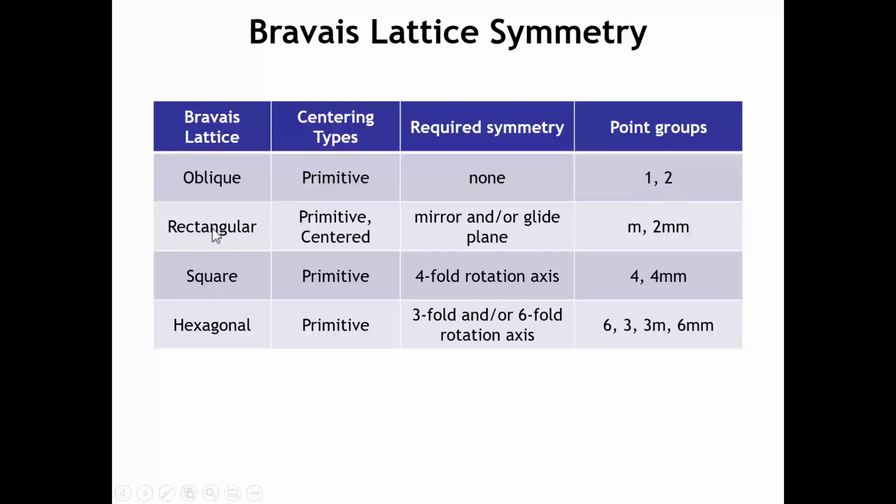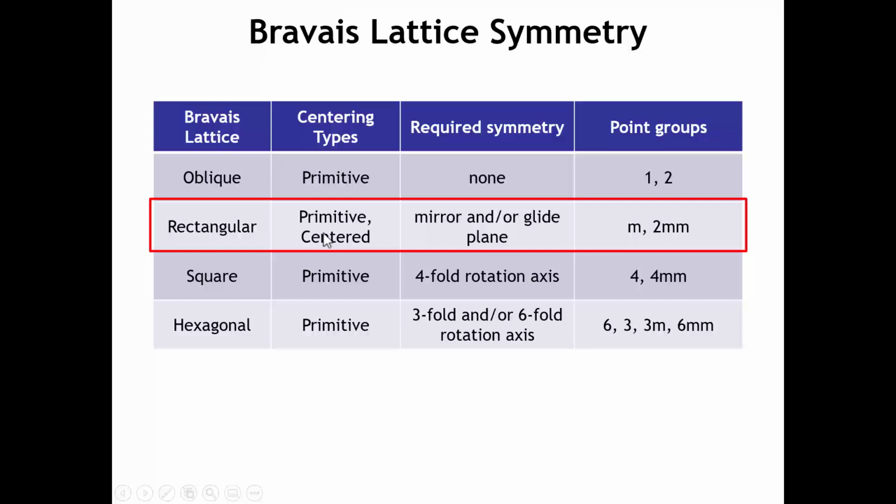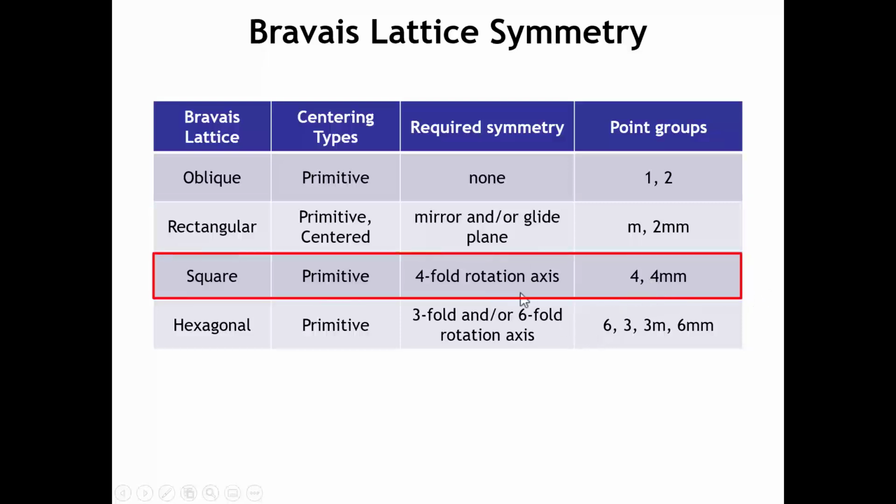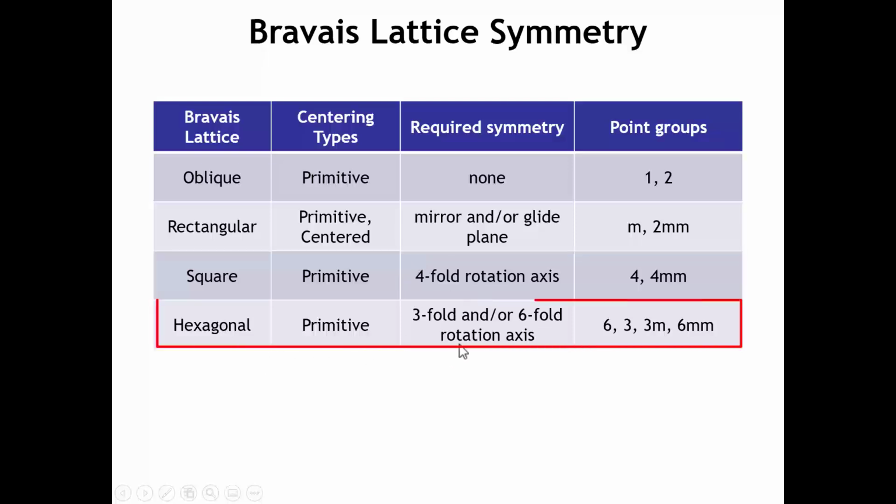When we come to a rectangular lattice, either primitive or centered, we'll see that there has to be a mirror plane. There could also be a glide plane. When we talk about the travel symmetry elements in the two-dimensional case, screw axes are not present, but glide planes are allowed. So the mirror or the glide is the defining symmetry element of a rectangular lattice. When you talk about a square lattice, the defining symmetry element is a fourfold rotation axis. And when you talk about a hexagonal lattice, it's either a threefold or a sixfold rotation axis, or both.